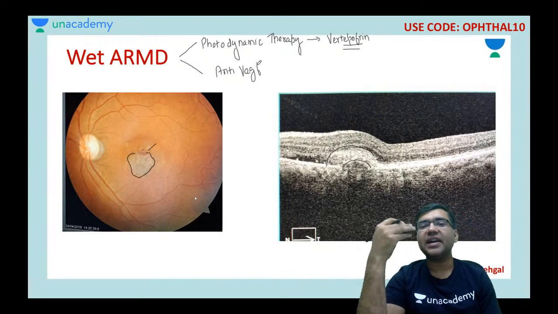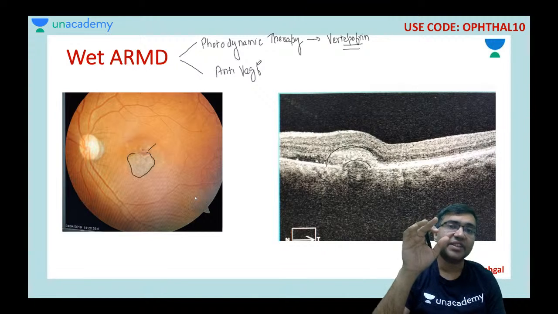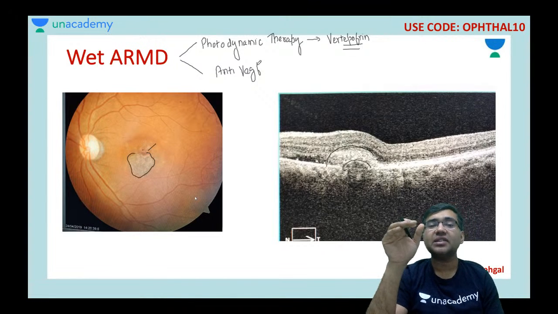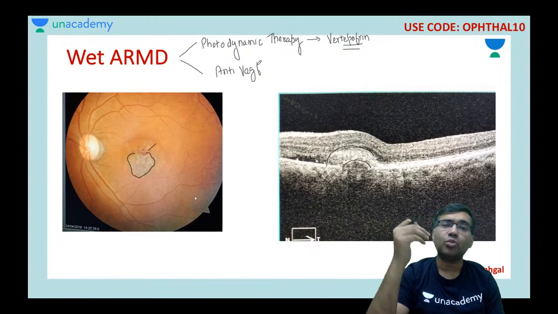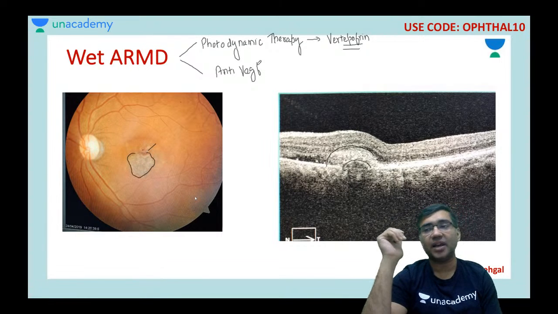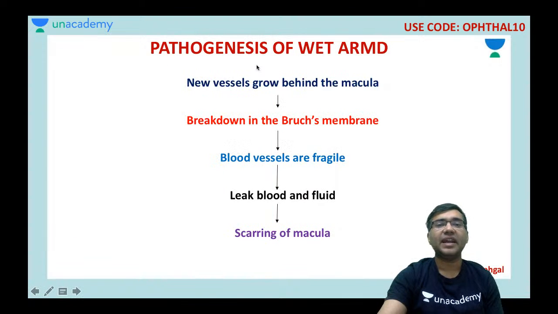You would ask me, sir, why are you using anti-VEGF? Because anti-VEGFs are helping this patient wherever there is a massive neovascularization and macular edema. So it would act in both ways. It would decrease the formation of vessels and it would decrease the edema as well. Okay, that's why we can use anti-VEGFs here.